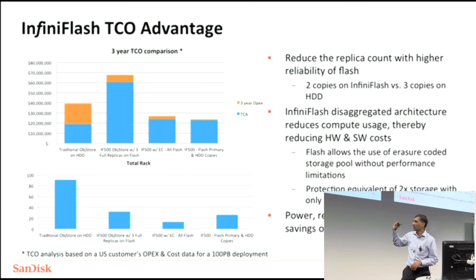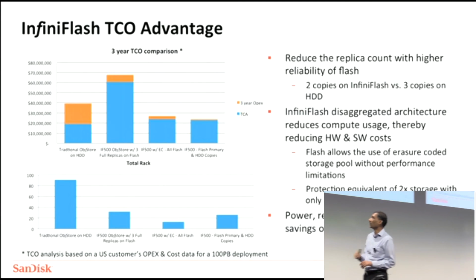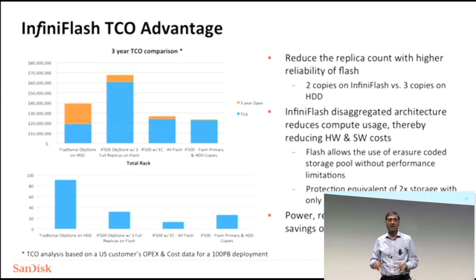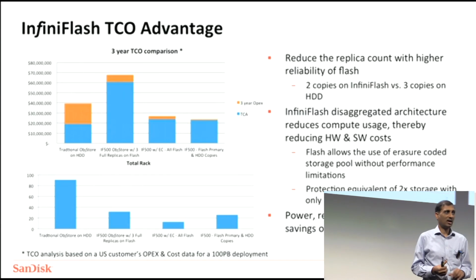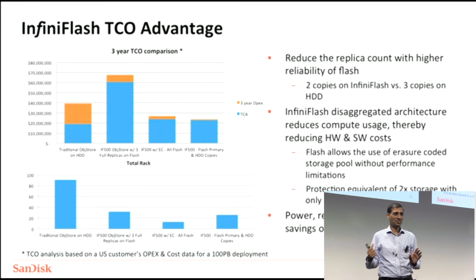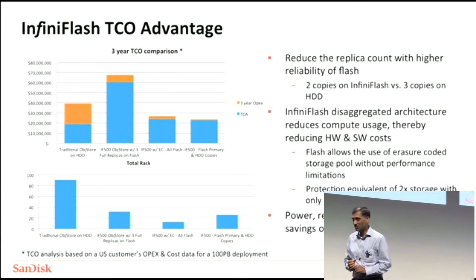So this is, again, a quick note about a TCO, and this is the data coming from the customer. They are planning a 100 petabyte cluster. So this is going to be one of the largest Ceph clusters. This is not Yahoo, by the way. This is something that the customer doesn't want announced, right?